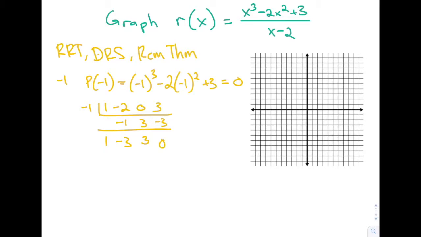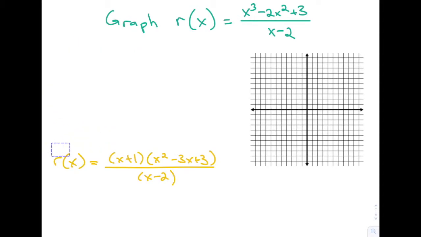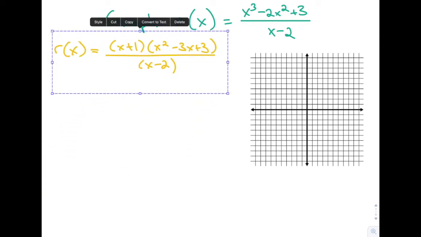That is indeed a factor. So we can factor our rational function r of x into (x + 1)(x² - 3x + 3) all over x - 2. So I'll remove all this now. We'll do the next step. I'll just delete that and move our factored form up.